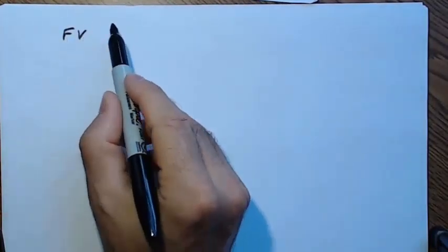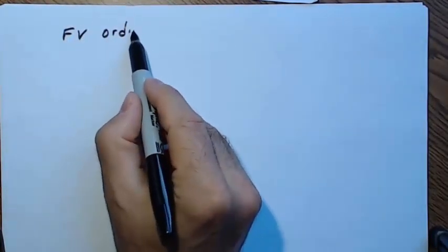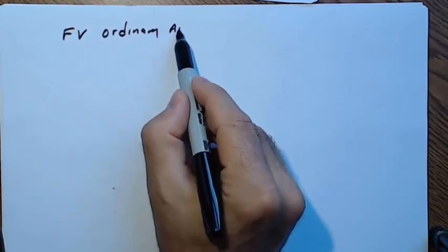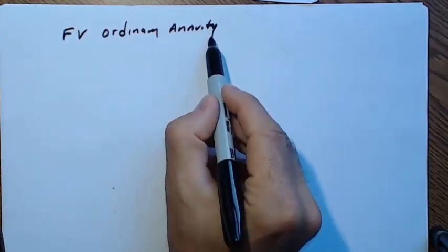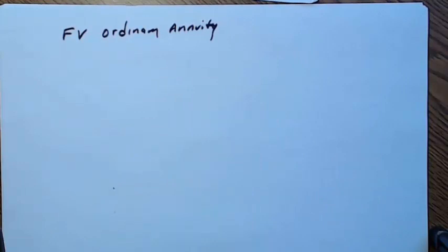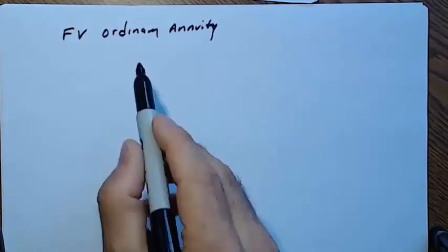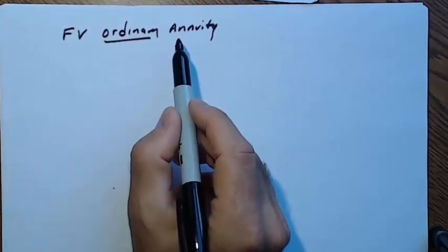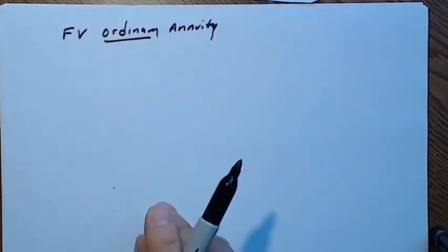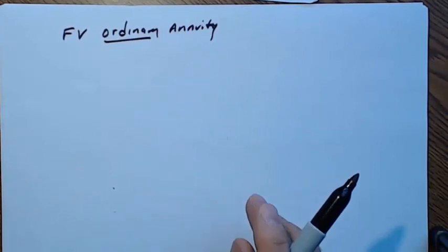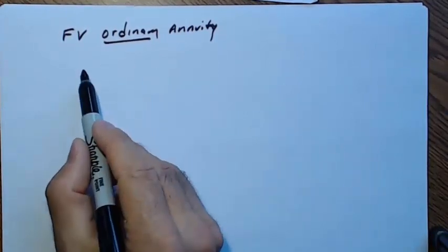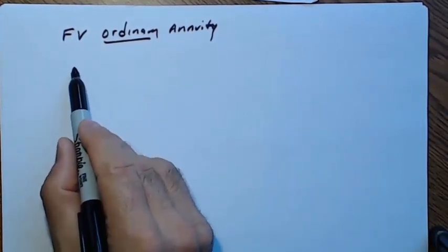Now what we want to do is calculate the future value of an ordinary annuity. What I mean by an ordinary annuity is that the cash flows come at the end of each period. That means ordinary means at the end of each period. Your calculator automatically assumes that, as you'll see in a little while. But basically, here's the point.